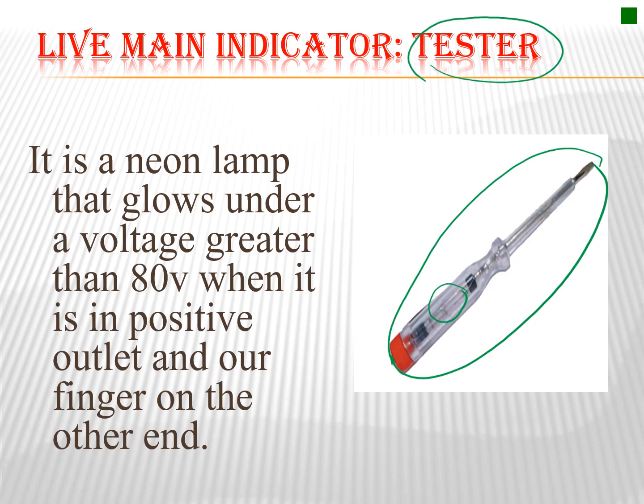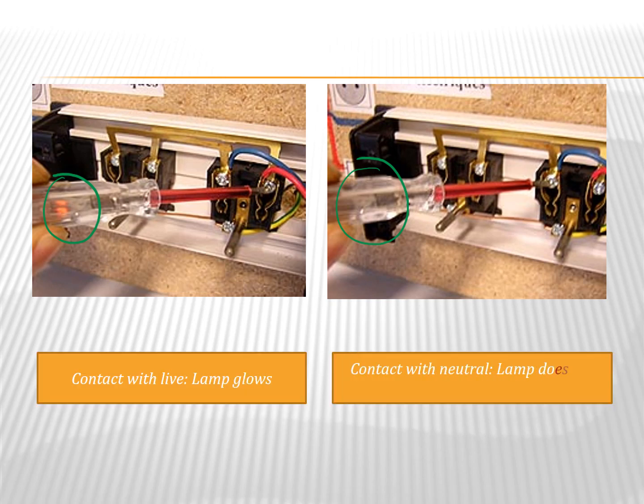Live main indicator: tester. It is a neon lamp that glows under a voltage greater than 80 volt. When it is in a positive outlet and our finger is on the other hand, in contact with live, the lamp glows. In contact with the neutral, the lamp does not glow.